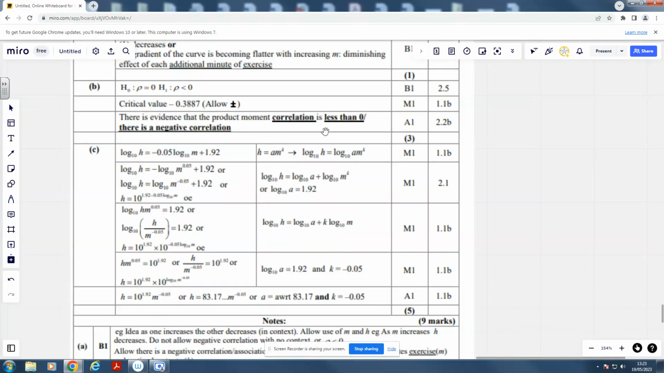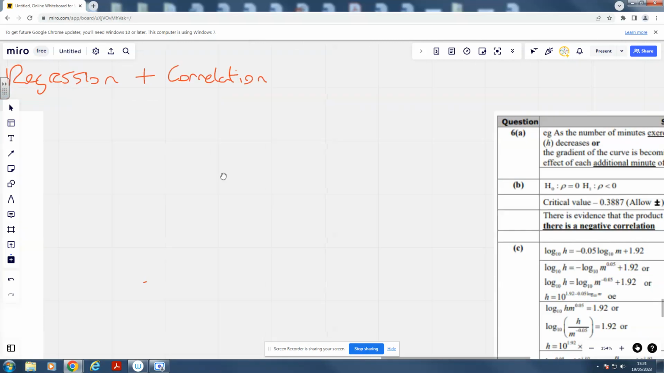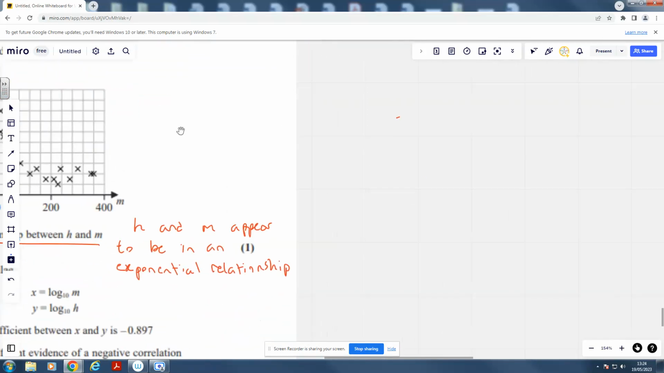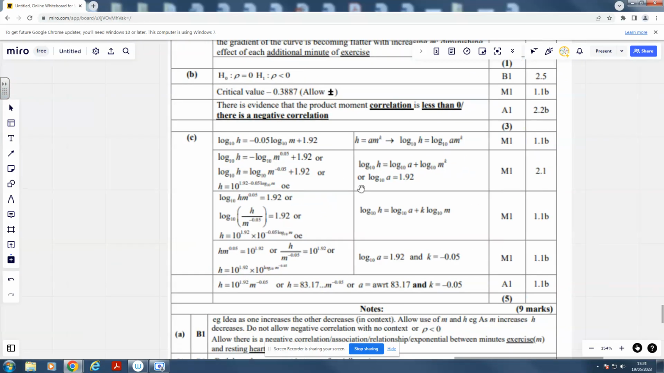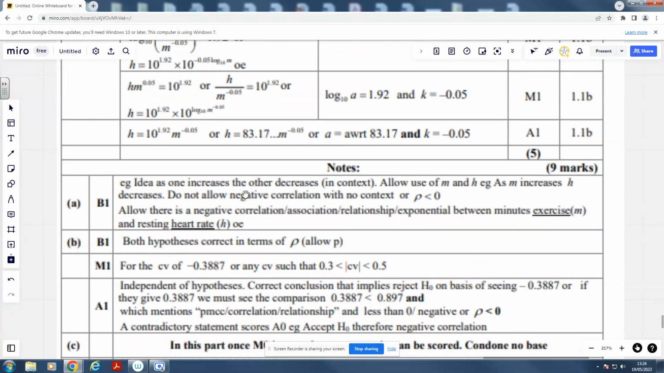Okay, right, let's see if we got it right. I'm interested in the first answer more than anything because it's a wordy one. As the number of minutes of exercise increases, the heart rate decreases. Well, yeah, that's clear. Or the gradient of the curve is becoming flatter with increasing m, diminishing effect of additional minutes of exercise. So they wanted a comment in context because I've just said it appears to be in an exponential relationship. Let me check the notes.